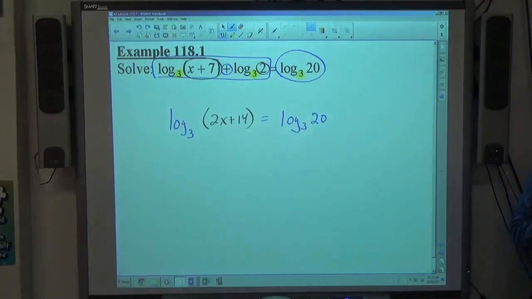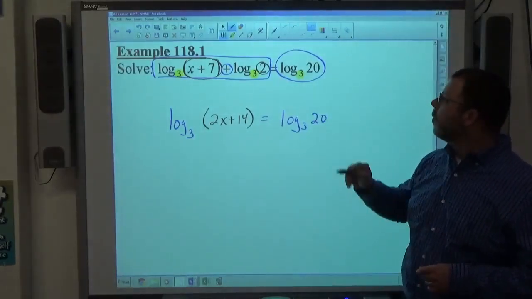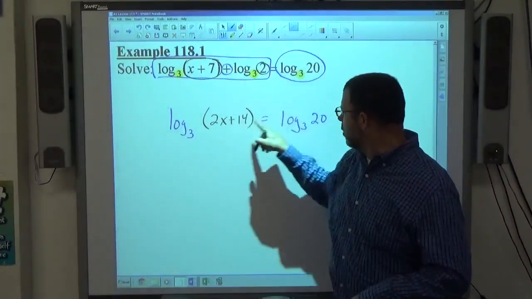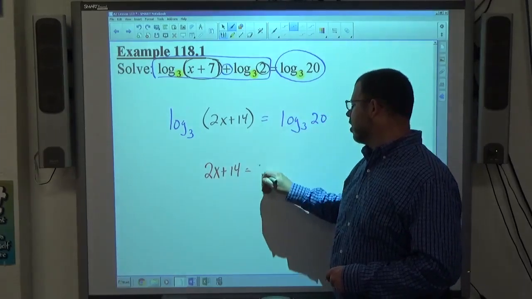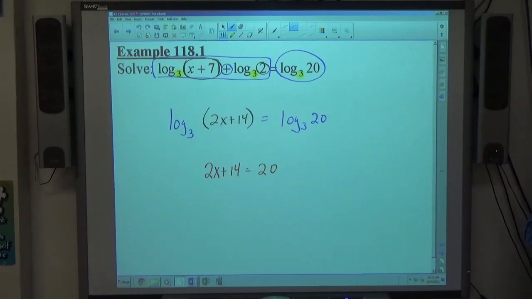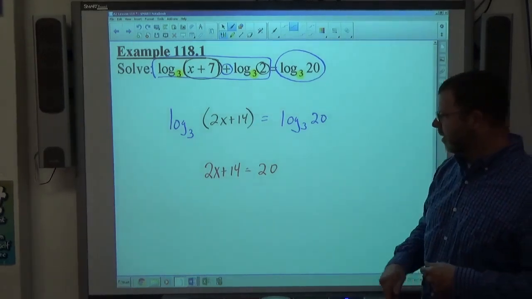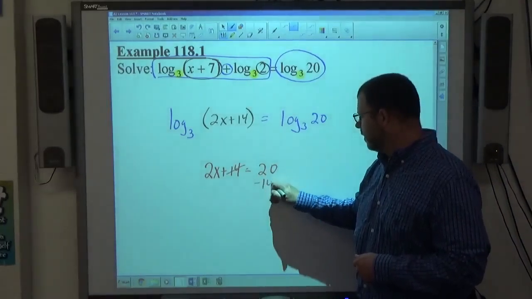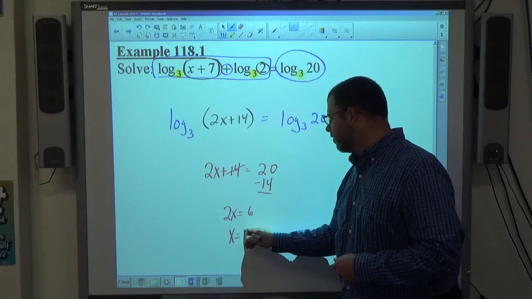So that's my first priority. I want to get the equation to look like this. Log of some object equals log of some other object. Once I get to this point, log equals log, that means argument 1 equals argument 2. And once argument 1 equals argument 2, I just have to solve that, which is really basic, right? Move the 14 to the other side, we're going to get 2x equals 6. And finally, divide by 2, we get x equals 3.